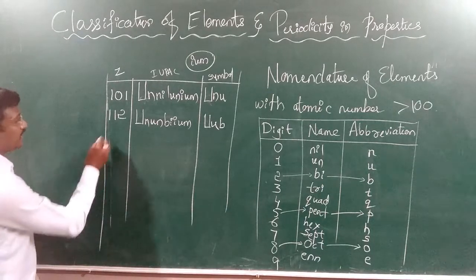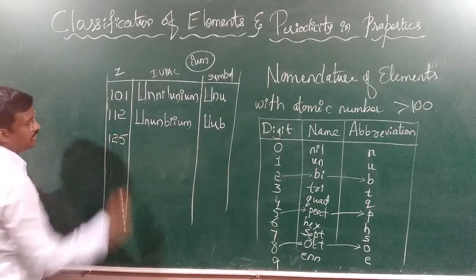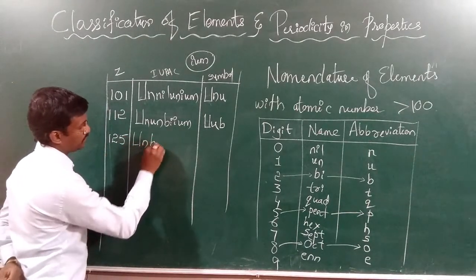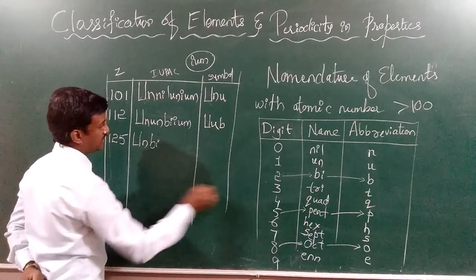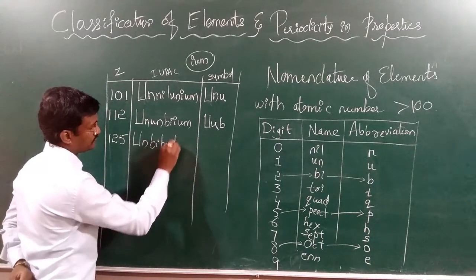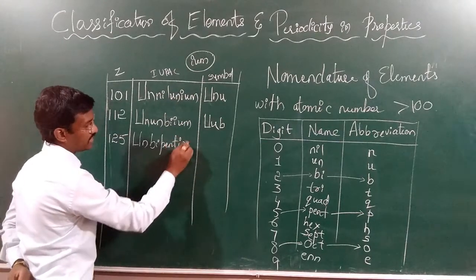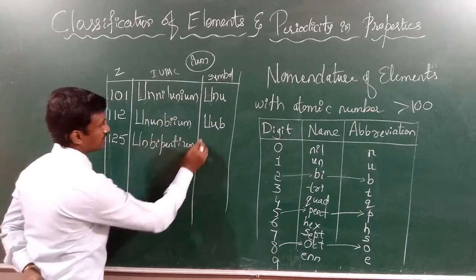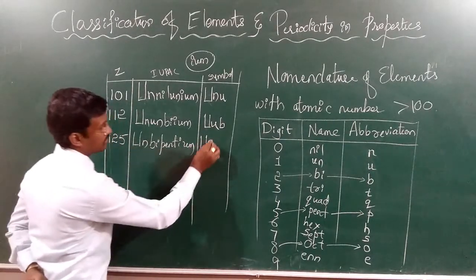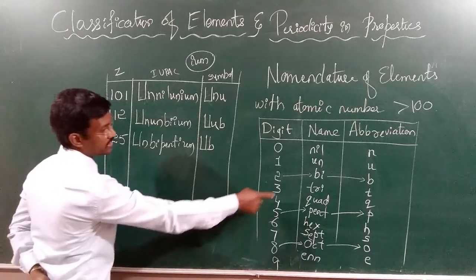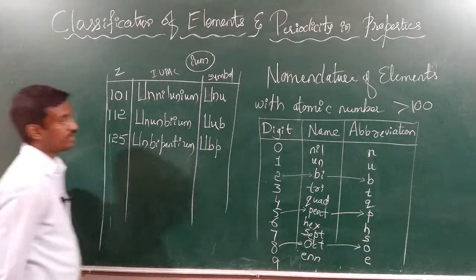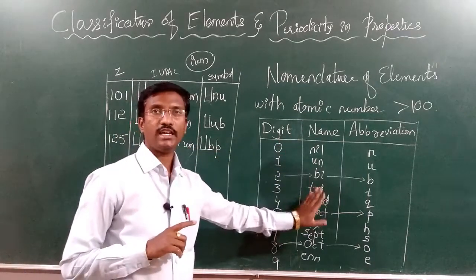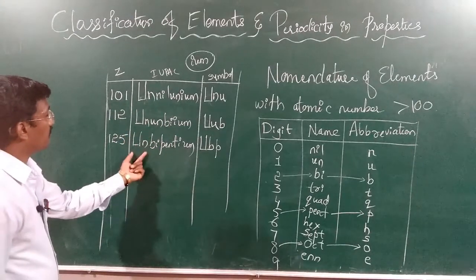So the symbol is Uub. Similarly 125, atomic number 125. 1 is un, 2 is bi, 5 is pent, that is P. Finally, you have to write ium. Are you getting this? This is very easy. And symbolic representation: 1 is U, 2 is B, 5 is P. The very first letter is capital in naming, but not here. Here everything should be small, only the first letter capital.